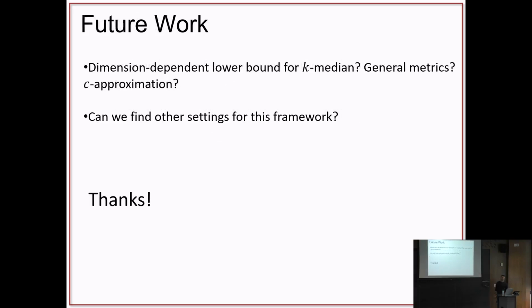So I think a really good future question is, can we improve this lower bound? Can we get the same communication lower bound for k-median, or for a metric that's not Euclidean space, or for an approximation? And then also can we find other settings where we can apply this algorithmic framework? Okay. Thank you.